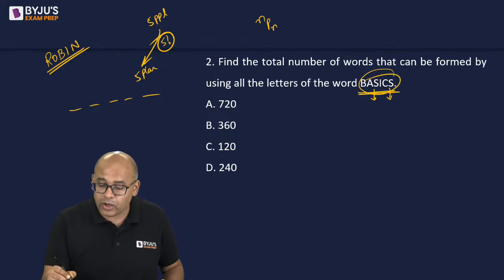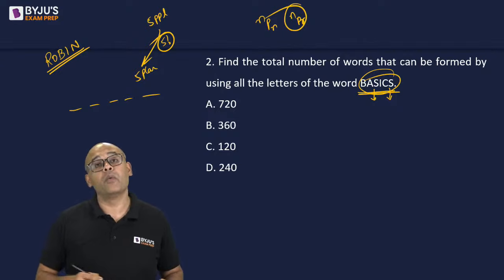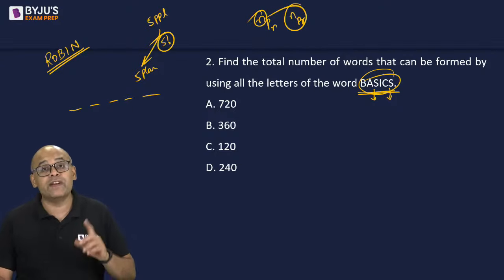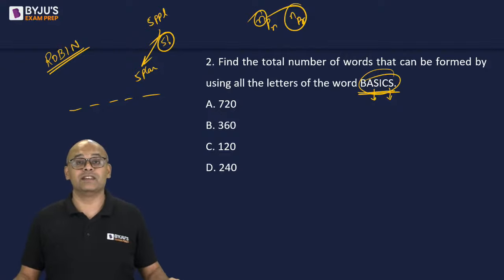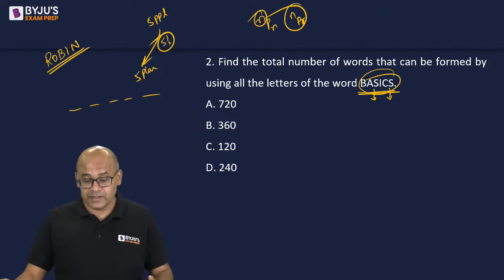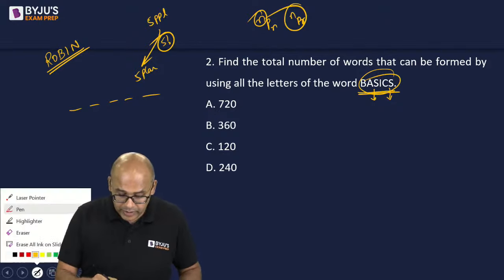which means I cannot use my NPN or NPR formula. Why can't I use it? Because this is to be used only when all the N things are distinct. So now what will I do? Don't worry, there is a simpler formula for this. So please note down the formula here.